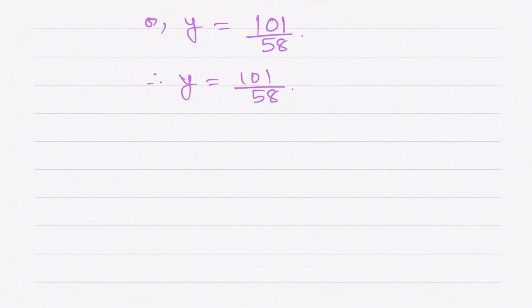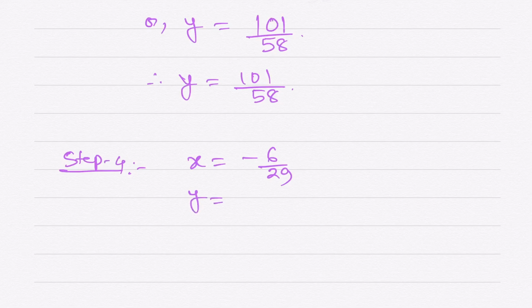So our solution, step 4. Now our final solution of these two equations is x equals minus 6 by 29 and y equals 101 by 58. This is our final answer.